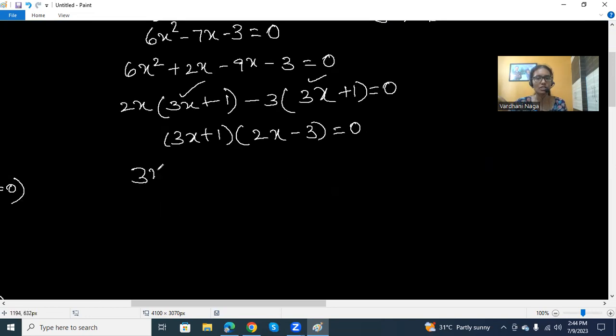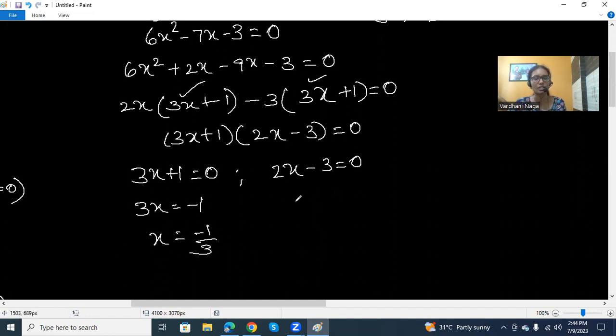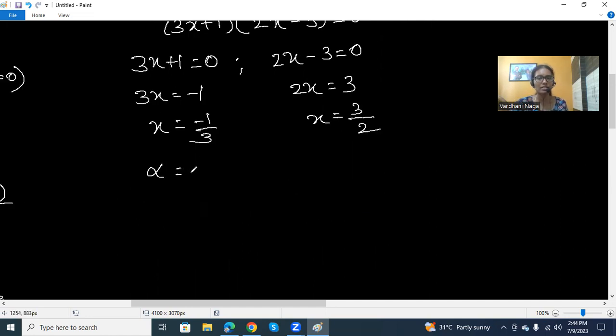So now if we put 3x plus 1 equal to 0 and 2x minus 3 equal to 0, let's find out the x value. 3x is equal to minus 1, x is equal to minus 1 by 3. In the same way, 2x is equal to 3, x is equal to 3 by 2. So alpha is equal to minus 1 by 3 and beta is equal to 3 by 2.